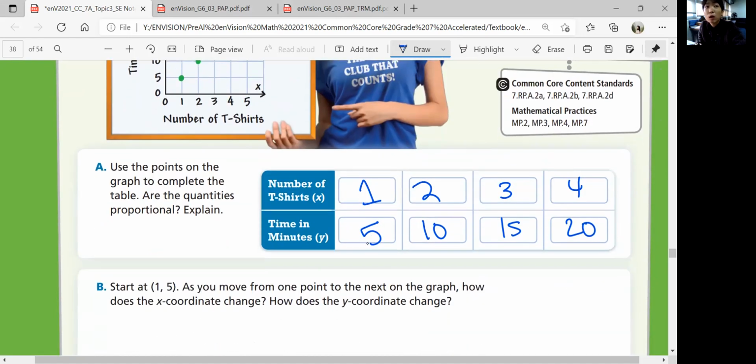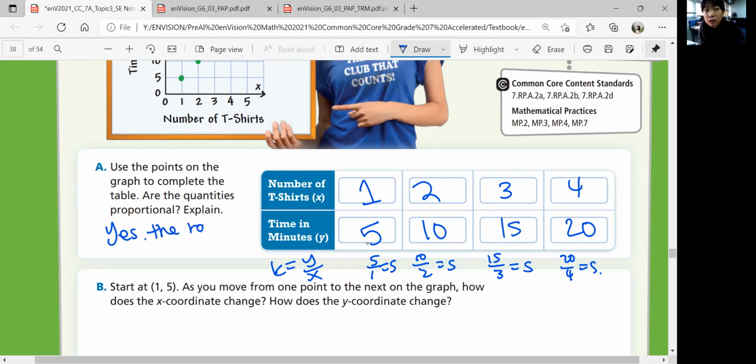In order to know if they're proportional, we want to figure out the constant of proportionality, y over x. 5 over 1 is 5, 10 over 2 is 5. 15 over 3 is 5, 20 over 4 is 5. Do we have a constant of proportionality? Yes. So, yes, the ratio of y to x is 5 to 1.